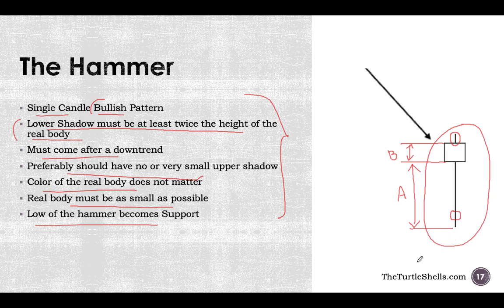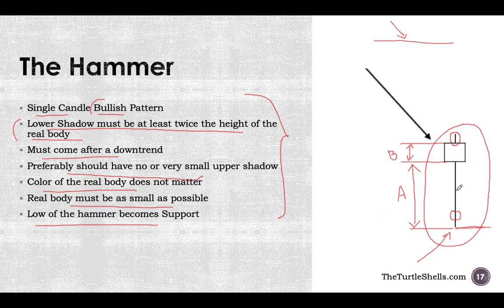This is where the bulls have pushed the price up. So the low of the hammer becomes our support area. Support area simply means that the bulls are not allowing the price to go below that level, and resistance simply means that if there is a resistance here, the bears will not allow the price to go above that level. So the resistance simply means like a ceiling of a room, and the support means that it's the floor of the room.